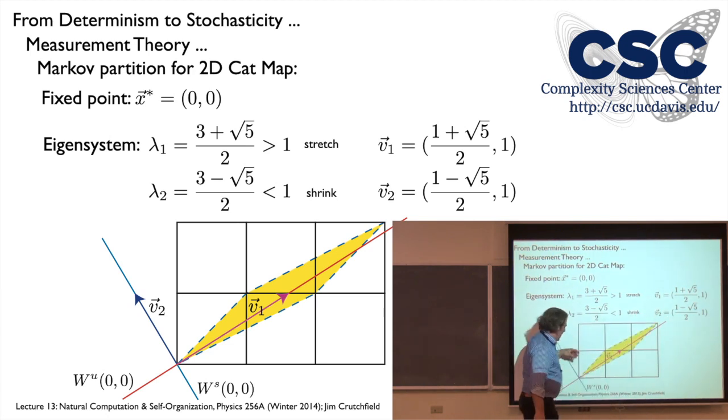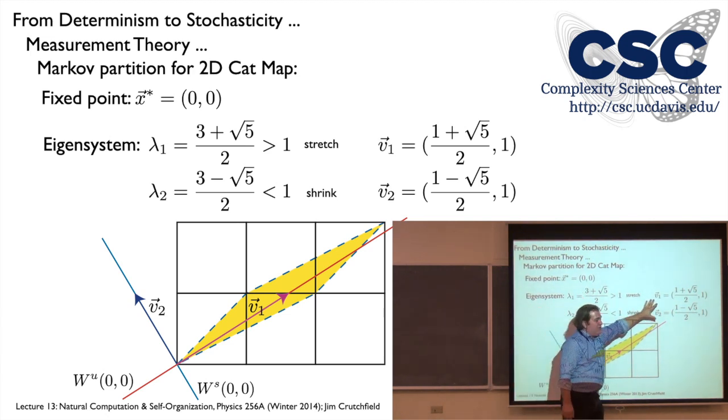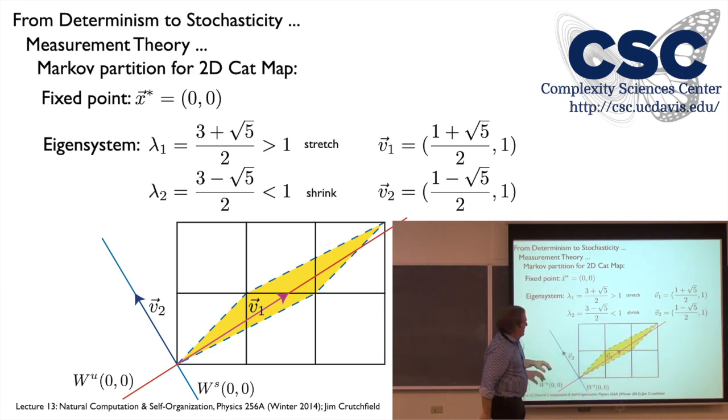So I've just drawn it out here. Here's the origin. Notice that the lambda and the v's don't depend on x. So that's one of the things. We're not changing the amount of stretching and shrinking as we move around the state space. And this makes this example particularly easy to analyze because it's not state dependent.